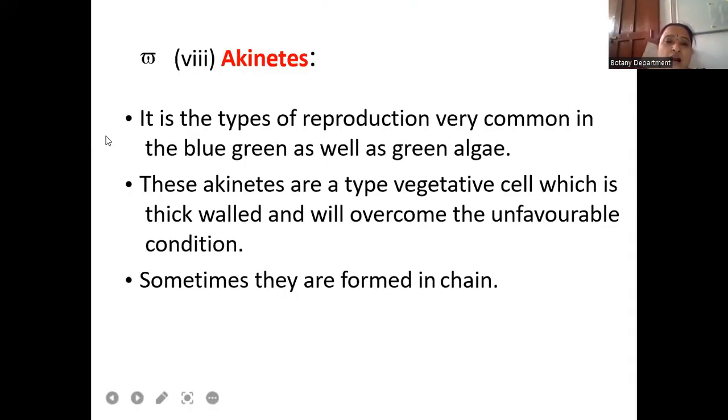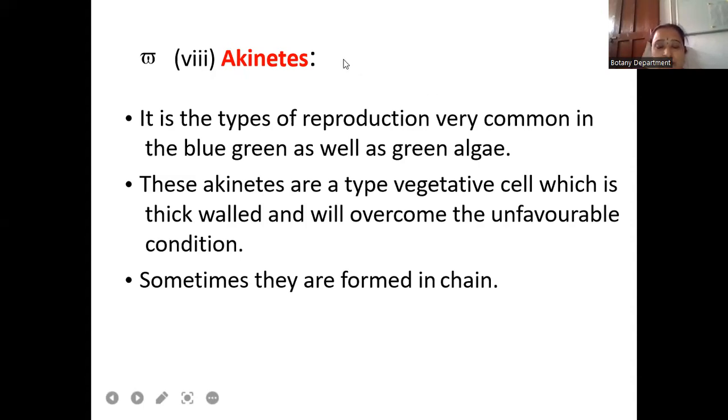Next one, akinetes. You can observe akinetes in this type of reproduction, very common in myxophycean members or blue-green algae. Akinetes are a type of vegetative cell which is very thick walled. Akinetes form a very thick wall and help overcome unfavorable conditions.